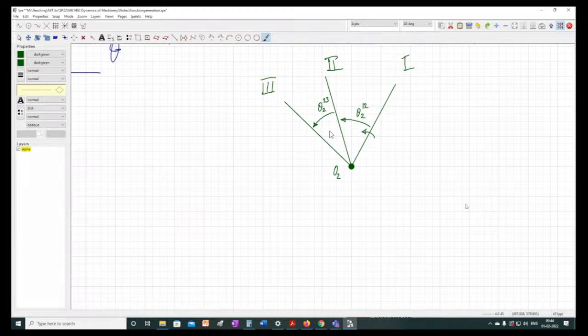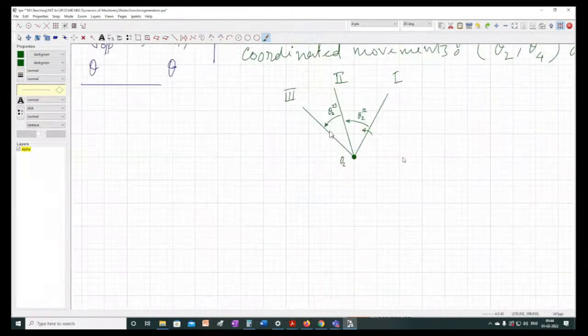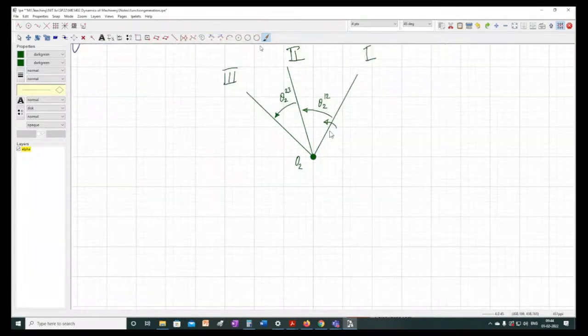Now, for the same mechanism, suppose the follower is somewhere, let us take it somewhere here. The follower is here. So first we will draw the follower base point, that is O4. So this is point O4.